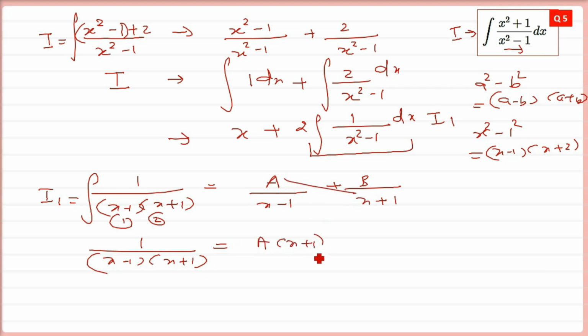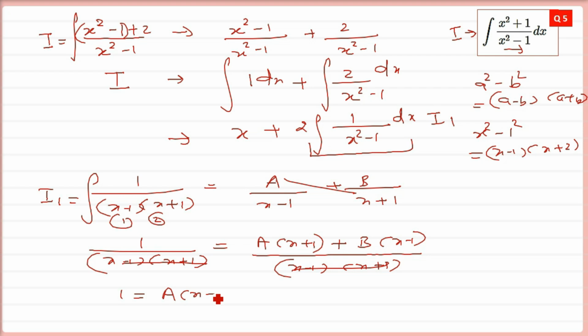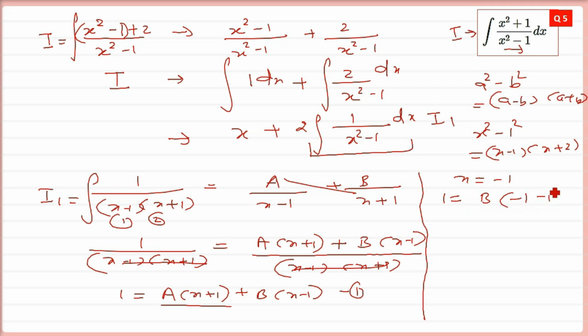Let's cross multiply so that we find the LCM. A into x plus 1 plus B into x minus 1 divided by x minus 1 into x plus 1. Now this x minus 1 and x plus 1 will get cancelled. So the equation becomes 1 equals A into x plus 1 plus B into x minus 1. This is equation number 1. First we'll put x equals negative 1 and then we'll put x equals 1. Why? Because x equals negative 1 will make this A into x plus 1 as 0. So you'll get B here. So 1 will be equal to B into, in place of x, write negative 1, so negative 2B equals 1. B becomes negative 1 by 2.